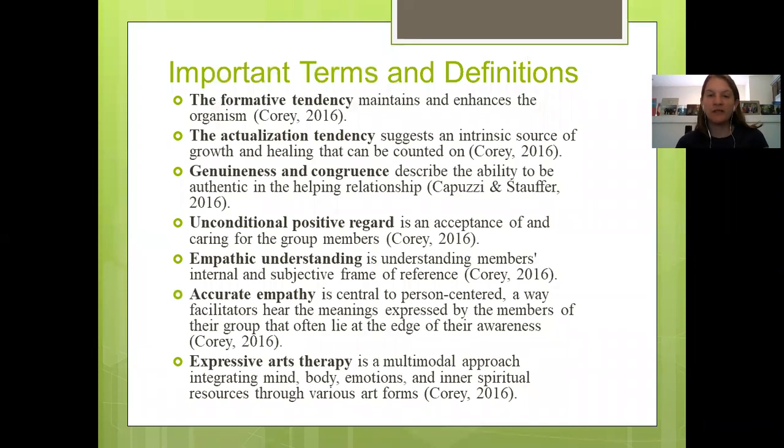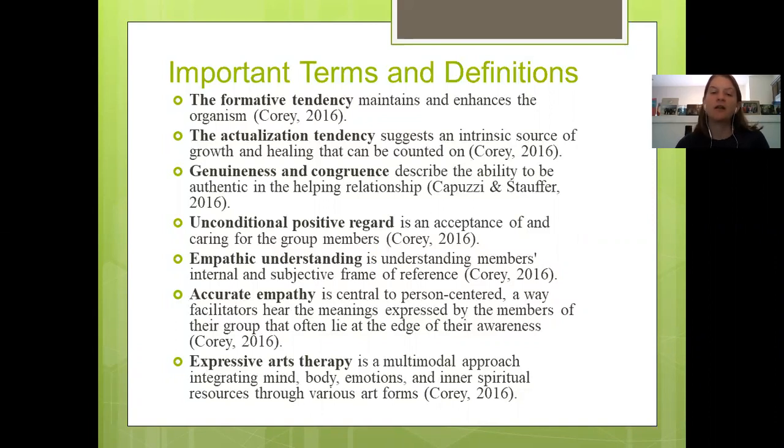Some important terms and definitions. The formative tendency is where we, as organisms, maintain and enhance ourselves. The actualization tendency suggests an intrinsic source of growth and healing that can be counted on. Genuineness and congruence describe the ability to be authentic in a helping relationship.